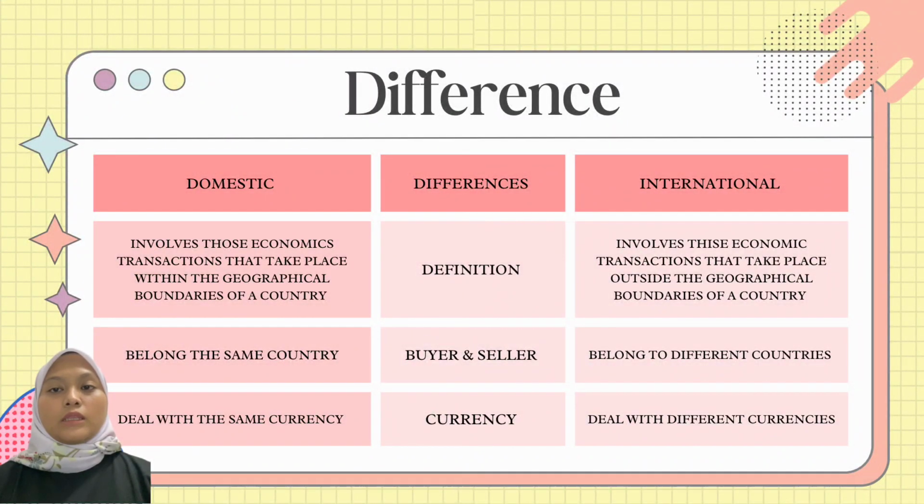Difference between domestic and international trade. From the definition, domestic trade involves those economic transactions that take place within the geographical boundary of a country. International trade involves those economic transactions that take place outside the geographical boundaries of a country. For buyer and seller, in domestic business they belong to the same country. In international business, they belong to different countries.